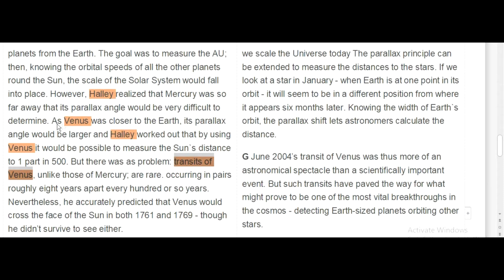So let's begin. As Venus was closer to Earth, its parallax angle would be larger, and Halley worked out that by using Venus it would be possible to measure the sun's distance to one part in 500. So this has nothing to do with our question sentence. I keep reading on. But there was a possible transit of Venus, unlike those of Mercury, are rare, occurring in pairs roughly 8 years apart every hundred and so years.